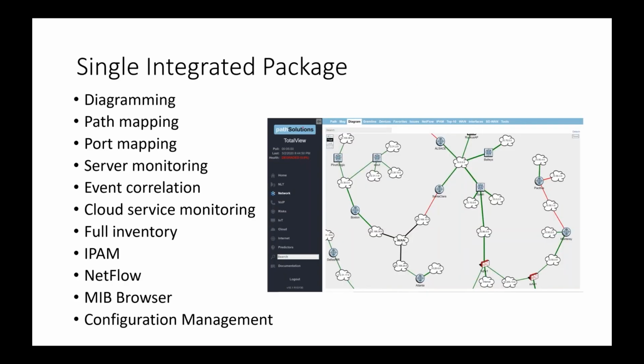So with a single integrated package, we can do network diagramming because we have routing tables, bridge tables, ARP cache, spanning tree, path mapping capability, port mapping, server monitoring, all of these capabilities built into a single solution that has a far higher degree of automation and deeper and broader understanding of your network, meaning you're going to know more about what's going on than with any other solution.